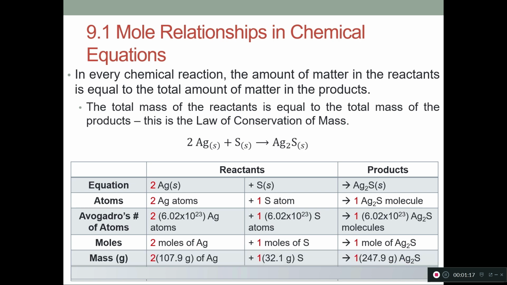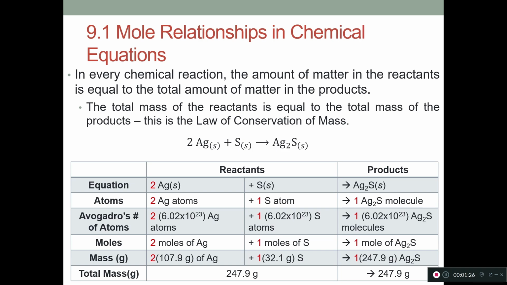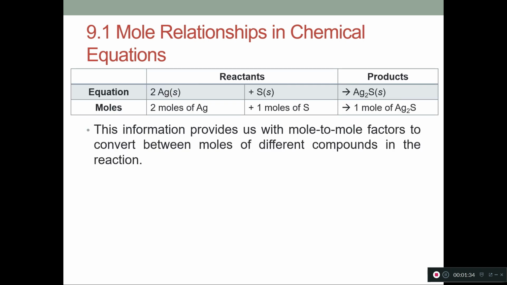And that also means that if we start with a certain mass of the silver and a certain mass of the sulfur, we will get the same mass of the silver sulfide. We can't create or destroy mass. And so we can use this fact to actually predict how much of a product we will get given a certain amount of reactants. And so this information provides us with the mole-to-mole factors that convert between the moles of the different compounds in the reaction.